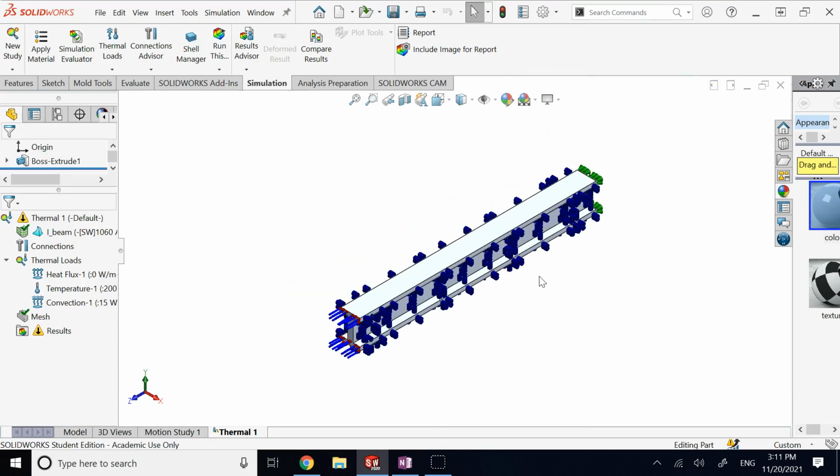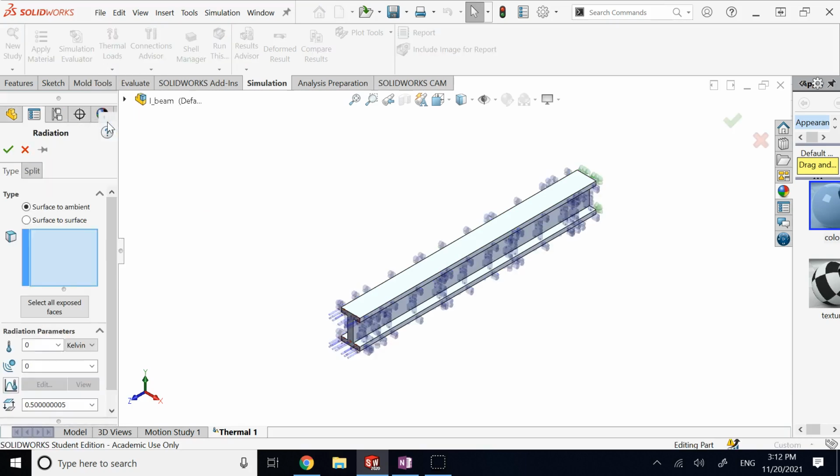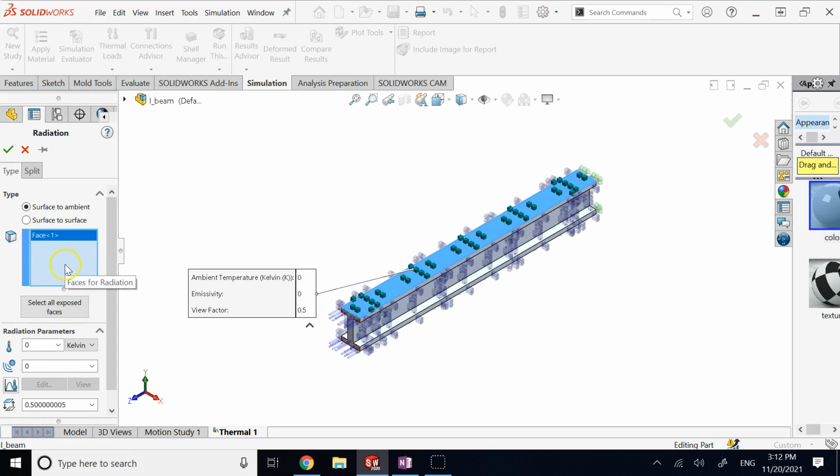Now can I replace that with something else, this top surface? If I right click here and say I want to replace it with radiation, maybe this top surface is going to do some radiation. And it says, okay, do you want surface to ambient radiation? And say, sure. And it says, okay, fine. What is the ambient temperature? And you say, well, maybe that's also 300 Kelvin. And then it says, okay, now what about the emissivity? And that is that epsilon that I told you.